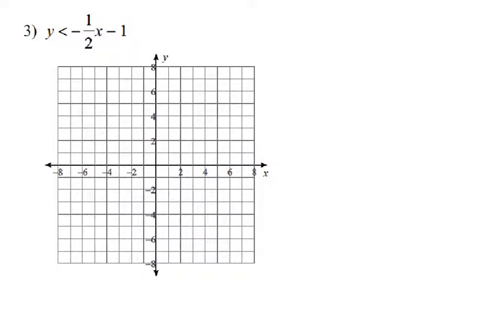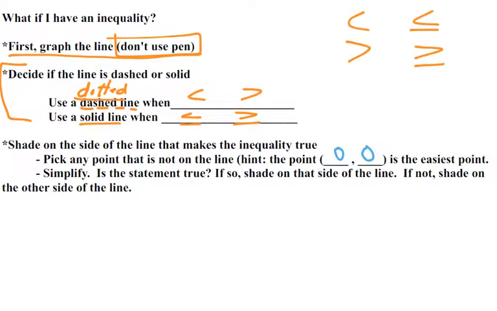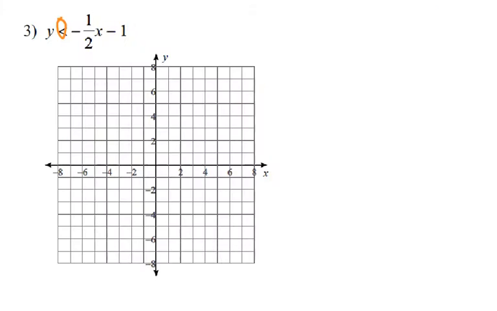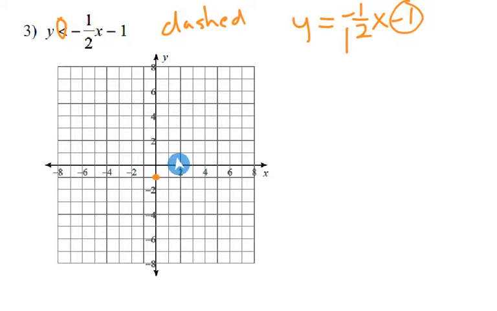So let's take a look at this first example. So we've got a less than, which should tell us right now we're going to use a dashed line. Okay, so we've got a dashed line. So now let's think of this as y equals -1/2 x minus 1. How would we graph that? y-intercept of negative 1. There's where we start. Now we've got a negative slope, right? So negative means we can go down and to the right or up and to the left. Okay? So I'd go down 1 to the right 2. And then I'd keep that pattern.